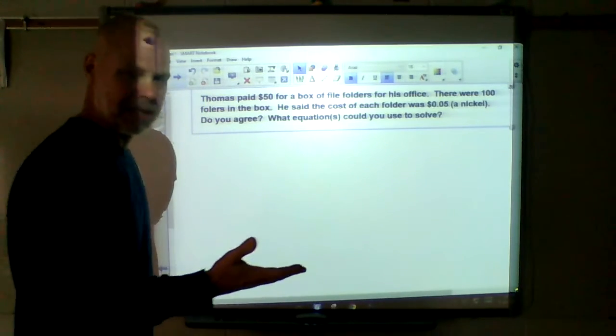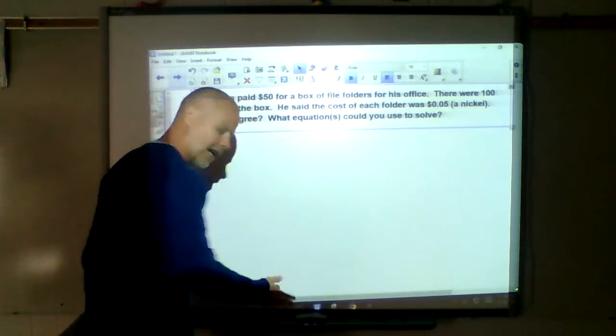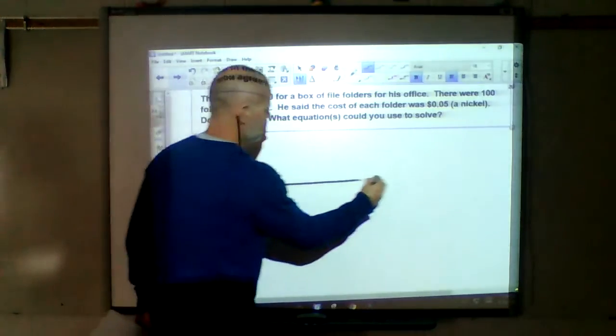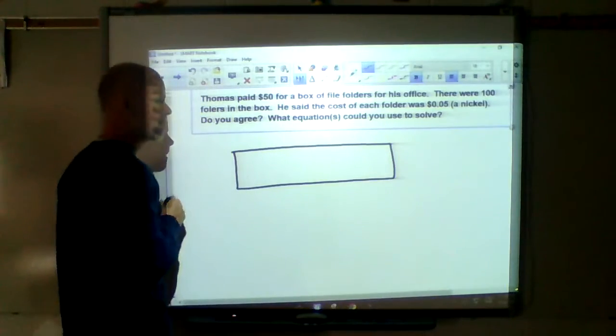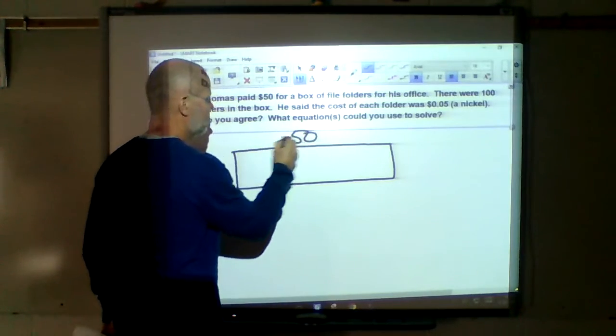Well, I need to understand the problem. I need to set this problem up. I can set it up with part whole. I can look again, I can try again. Let's see, or maybe a tape diagram or something. Let's see. Paid $50. That's the whole.